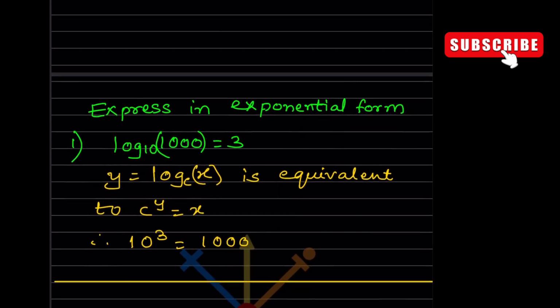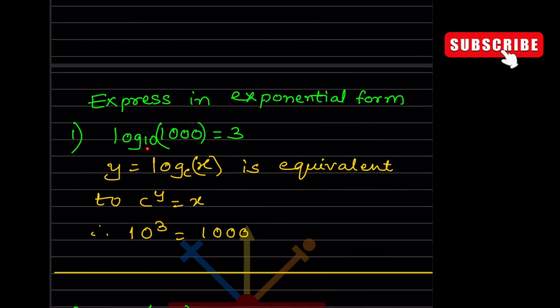So here you have to express in exponential form. This is given log of 1000 to the base 10 is 3. So we have here y is equal to log of x to the base c is equivalent to c raised to y is equal to x. So now how will you write this one? So that is going to be c is here, that is 10 raised to y, this is y, so that is going to be 3 is equal to x. What is x? X is 1000. So you can also cross check work, 10 into, you multiply 3 times, you get 1000.